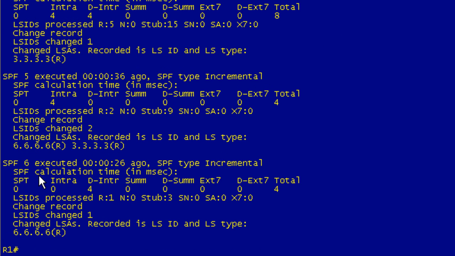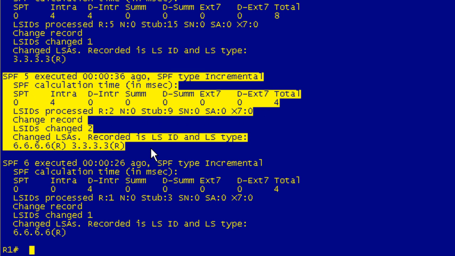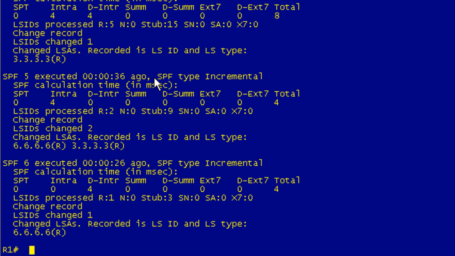So the nice bit is that the newest computations are at the bottom here, and actually, we have 2 computations. I'm not sure why that was. Must have been the order in which the LSAs were received. But what we're looking for is that the SPF type is now incremental. And you see here it was 4 milliseconds. If you remember before, when we made the change, it was 8 milliseconds. So we've actually cut our time in half, and it gives us the same information.